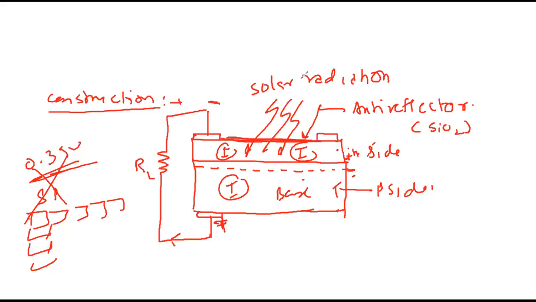These are called photo generated carriers. Second, these electrons and holes are collected at cathode and anode respectively. Cathode means n side and anode means p side.